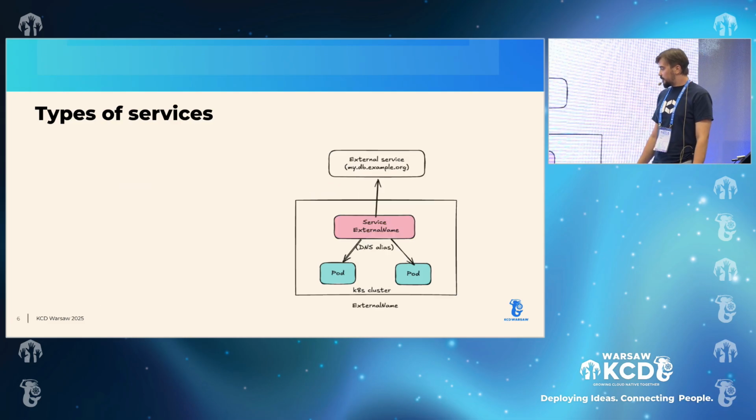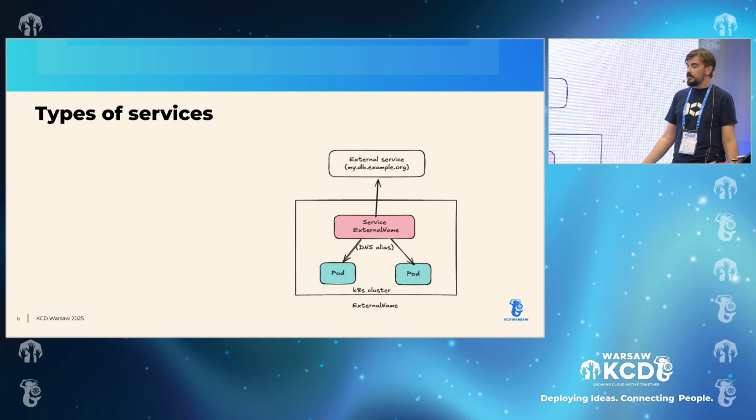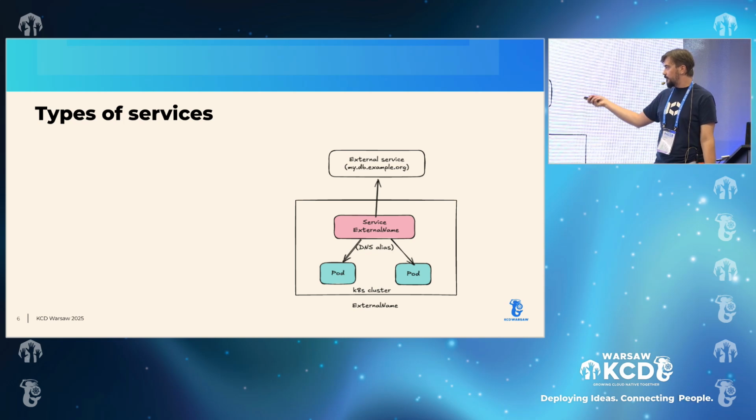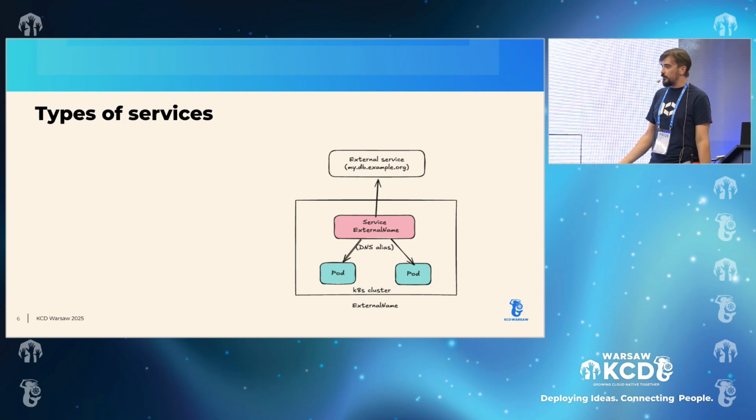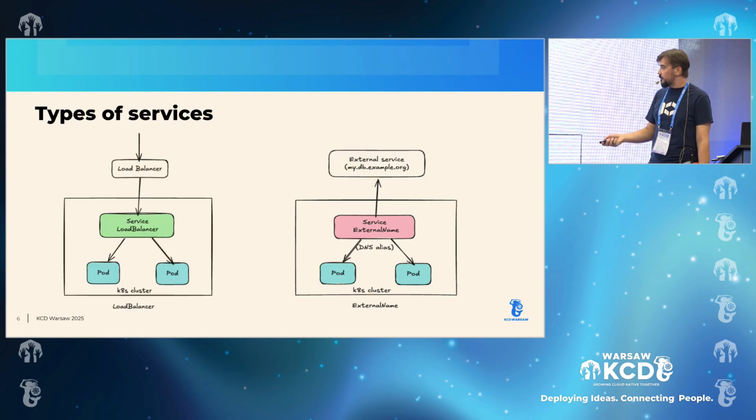Another one is the service type ExternalName. This is really just a DNS alias. So we have a CNAME that we define for our external service, which we want our pods to connect to, and we use that to find this service and connect to it.